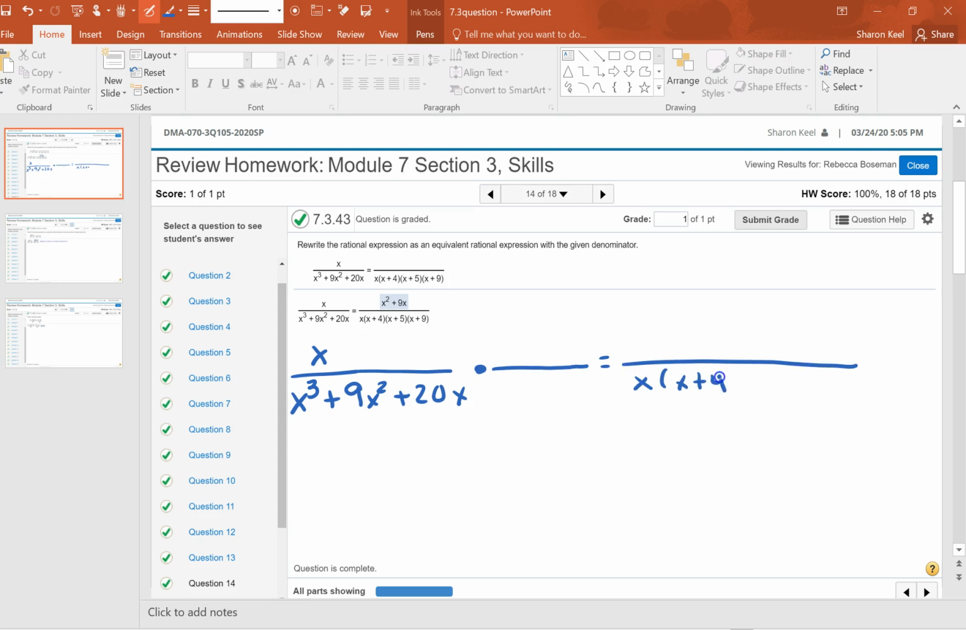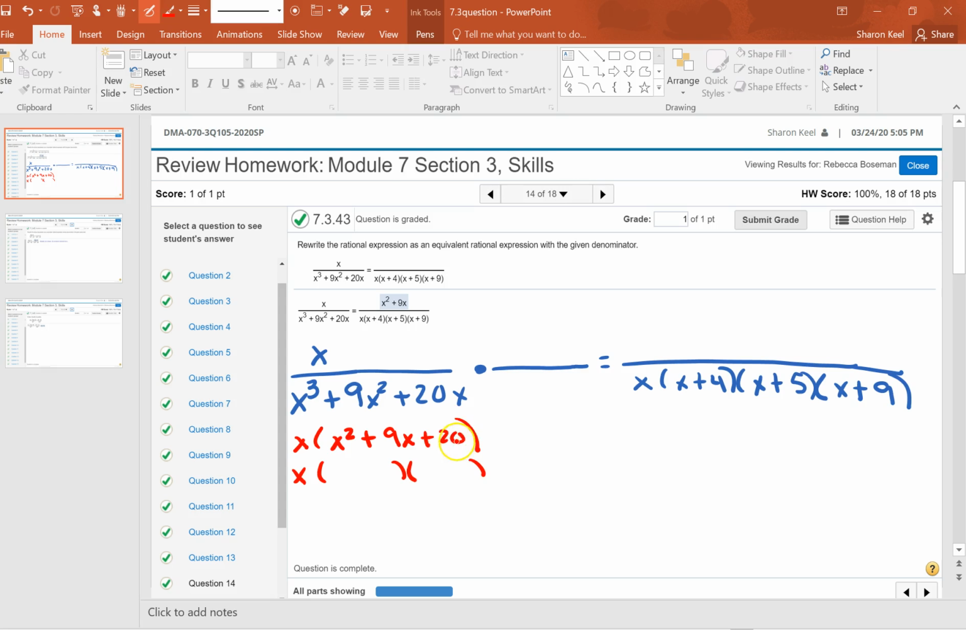This is what you would be using in section 4 when you're adding rational expressions that have different denominators. You'll have to go through the process of making equivalent fractions. So the first thing I'm going to do is take this denominator that they gave me, and I see that all of them have an x, and that leaves me with x squared plus 9x plus 20.